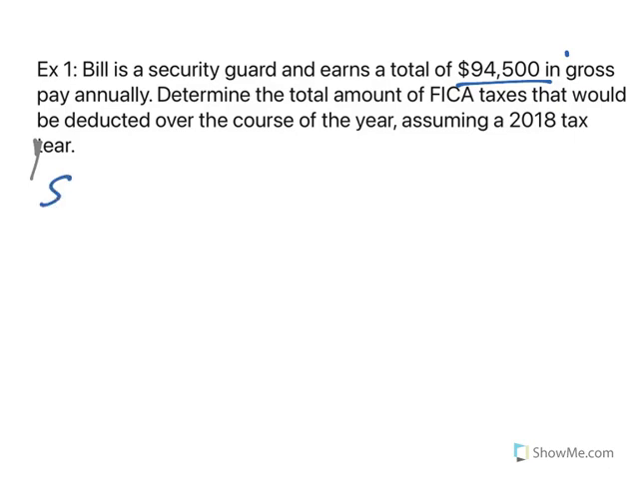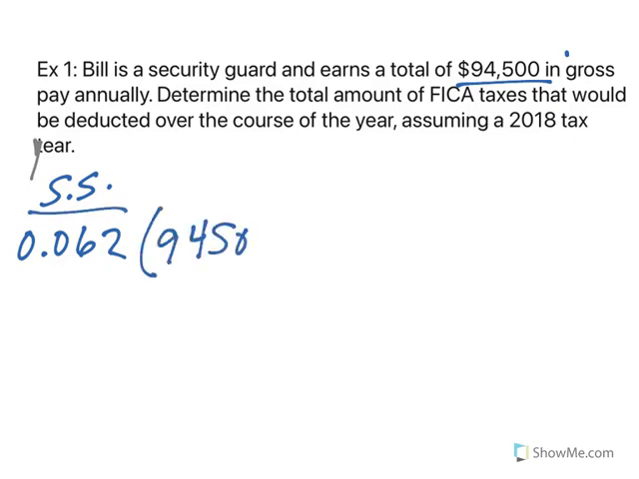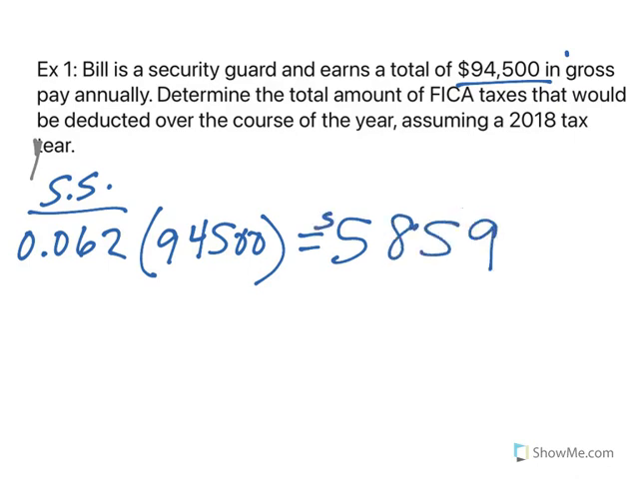So for Social Security, we would take the 6.2%, change it to a decimal, and multiply by 94,500. When I multiply those together, I have an amount of $5,859. So that's the amount in Social Security.